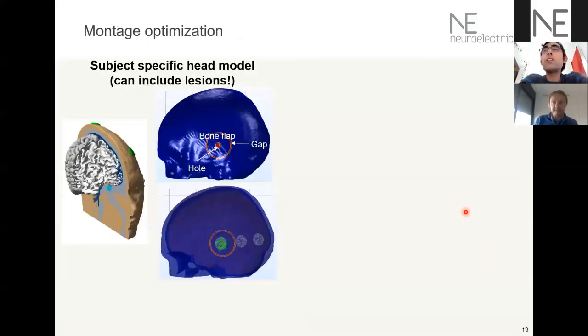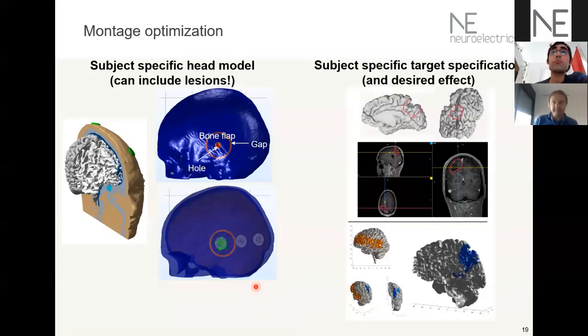So how can we do this montage optimization in a study in a practical manner? The first thing you'll need to do is to build a head model using the methods that I discussed before. And this head model should include lesions if they're present in the subject, like craniotomies, for instance, because those lesions can have a very big impact on the electric field distribution.